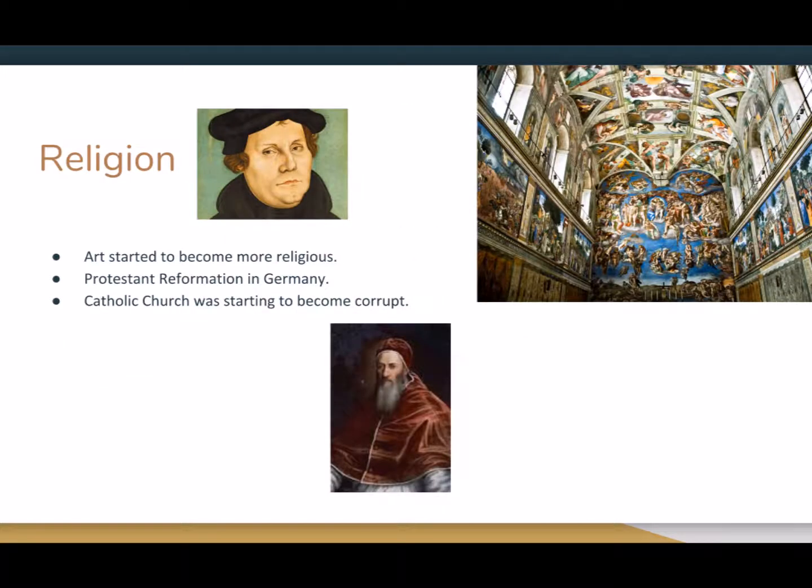A lot of things changed religion-wise in period 4. The first thing was art. Art became more religious, the prime example of which being Michelangelo's painting of the Sistine Chapel. The Protestant Reformation also happened in this time period. The Protestant Reformation happened October 31st in 1517, and it was done by Martin Luther, who nailed his 95 Theses to the doors of a church.